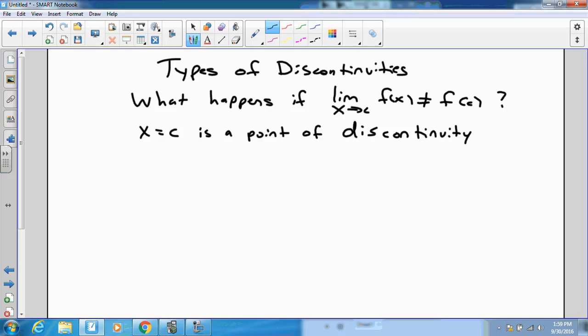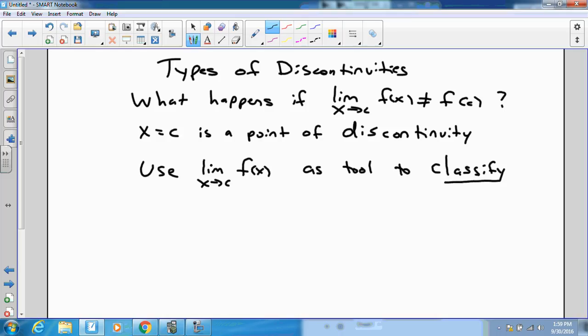for f of x. And because it is a point of discontinuity, we're interested, can we say something else about the shape of the graph of f near x equals c? And it turns out that we can by using the limit as a tool to figure out the shape. So we're going to use the limit as x goes to c of f of x as a tool to classify the point of discontinuity according to its shape.